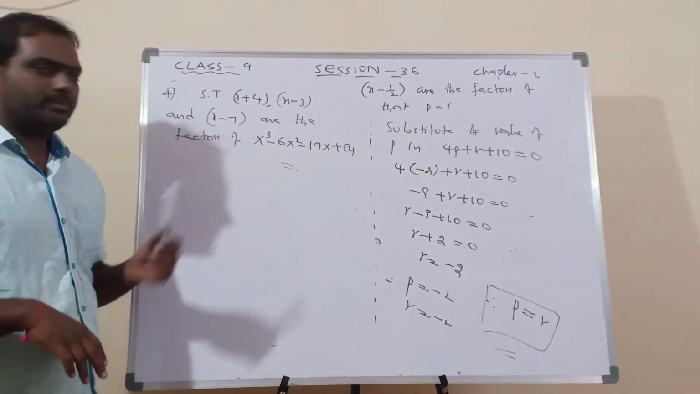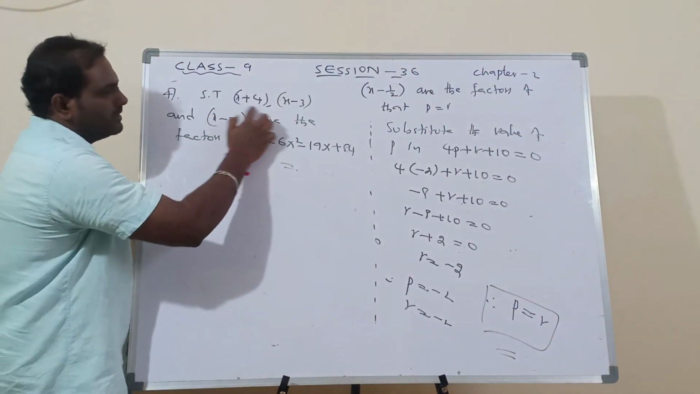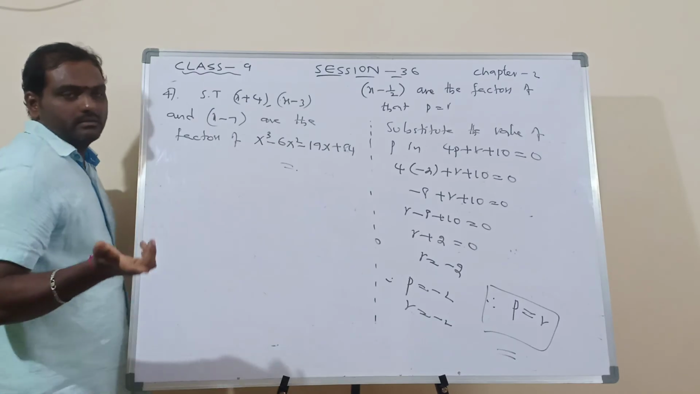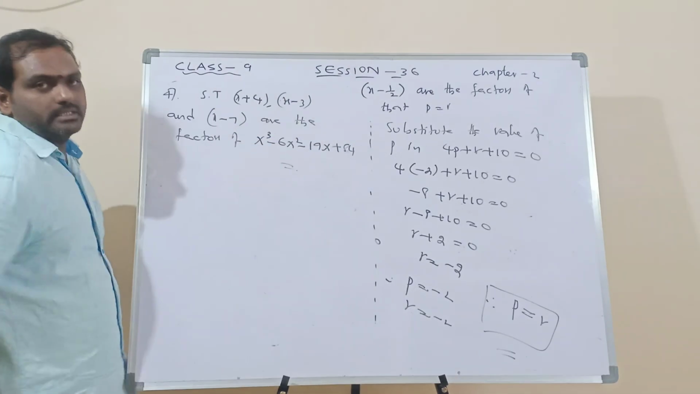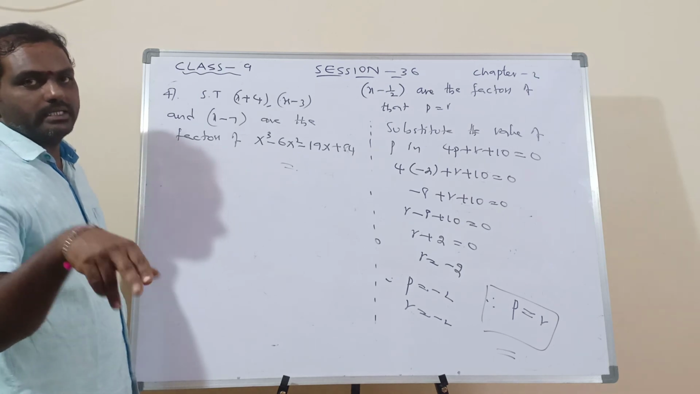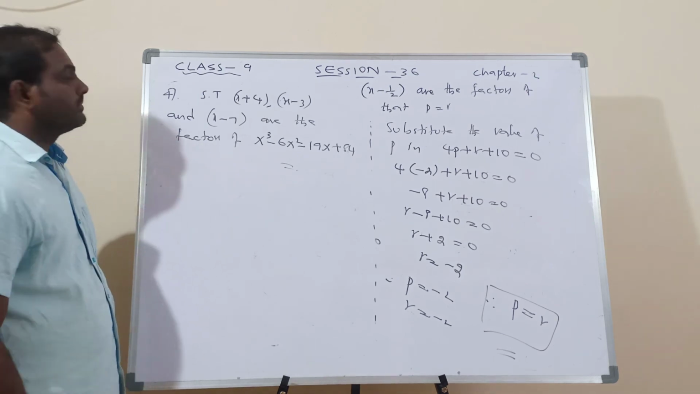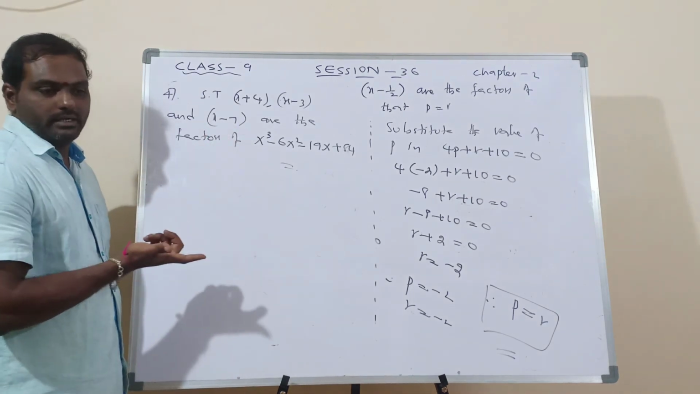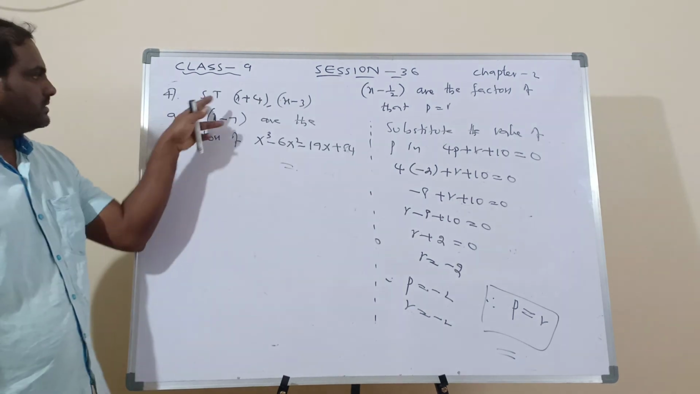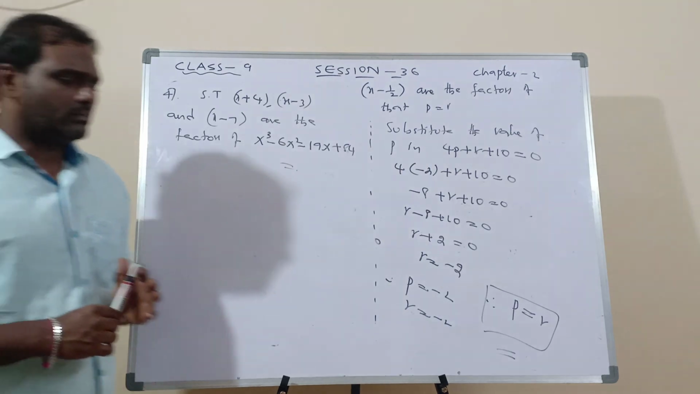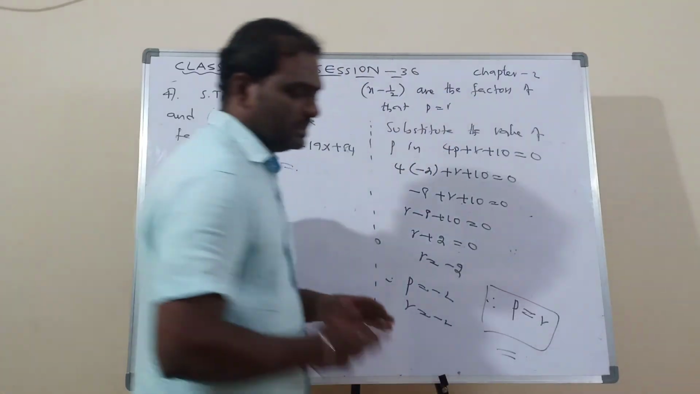First we have to assume this as p of x. Now in this case, what we have to find out: x plus 4 is given, so we have to find out p of minus 4. And x minus 3 is given, so we have to find out p of plus 3. And this one, x minus 7, we have to find out p of plus 7. Since it was given as show that, you will get the remainders as 0.